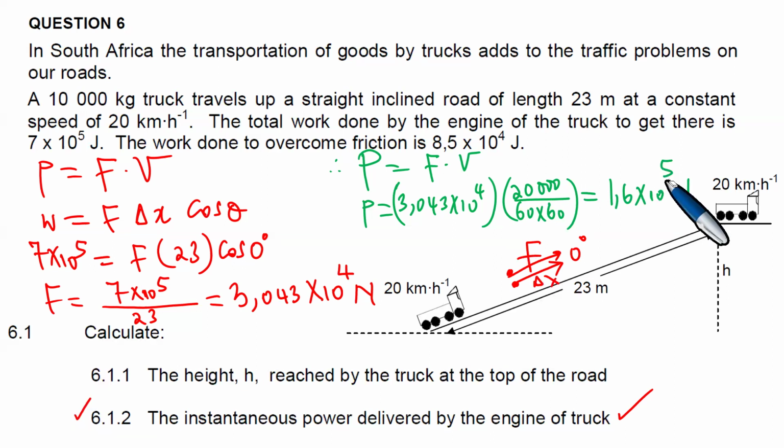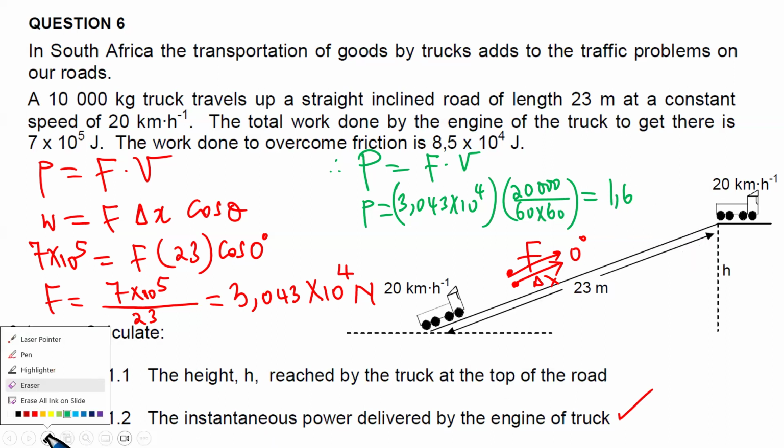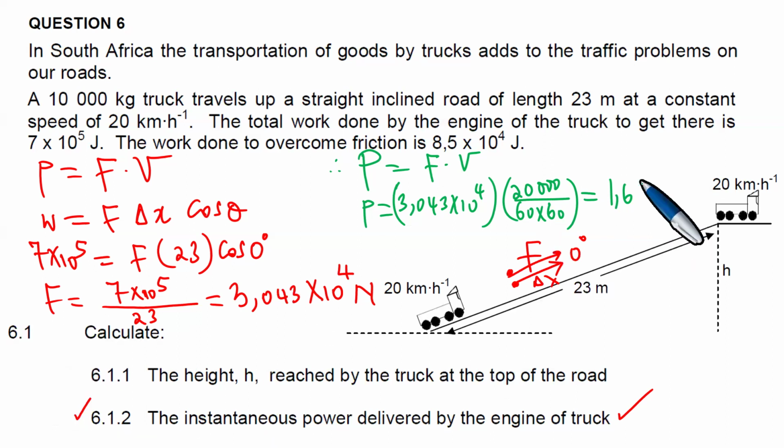Getting 1.69 approximately here. Okay, 1.69 times 10 raised to what? 1.69 times 10 to the 5th power watts, like this. Watts like that. Okay, so therefore this becomes the answer. This becomes the answer.